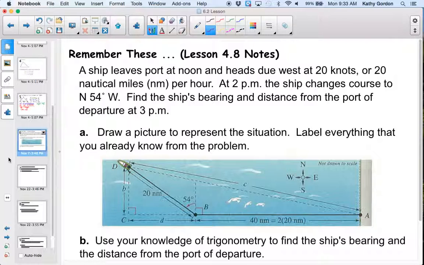But now that we have law of sines and law of cosines at our disposal, what would be another way to solve this? I want to know the distance the ship is from the port. Port is A, right here. So I want to know the distance that the ship is at 3 o'clock, and then we're going to figure out the bearing from that. Law of cosines with what information?